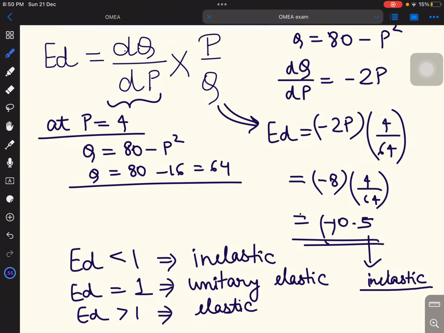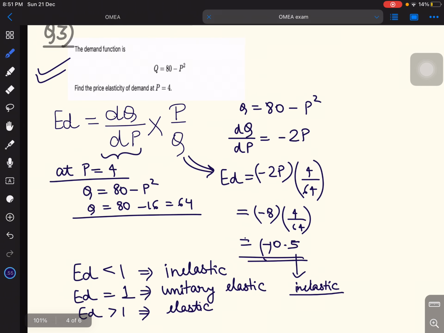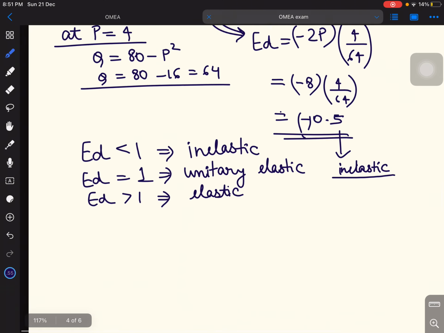That means with the percentage change in the prices, the change in the quantity demanded is less than the change in the prices that is happening. So demand is inelastic. So this is one type of question where you should know the concept of microeconomics. Let's proceed to the next question.